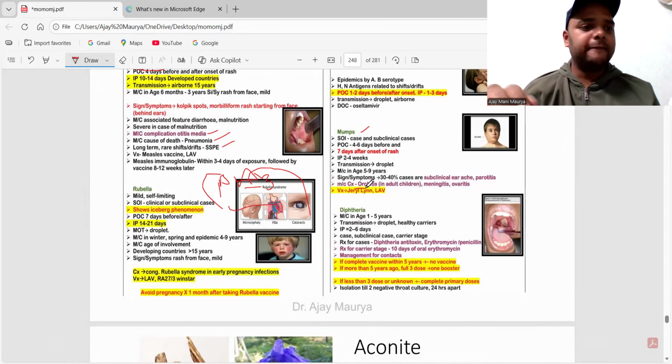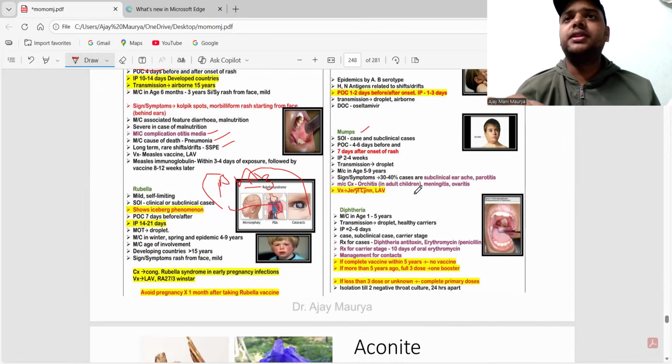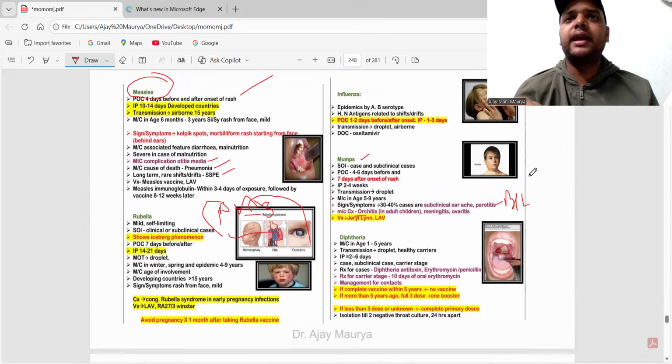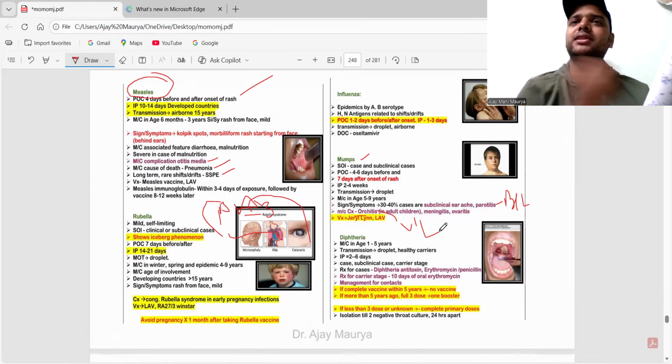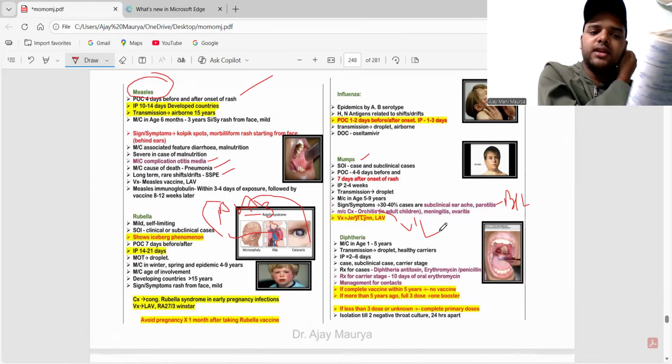Okay. See here. Mumps. There is a chief complaint, a bilateral parotitis. And the complication is the orchitis, which is unilateral. Okay? In females, it causes the oophoritis.